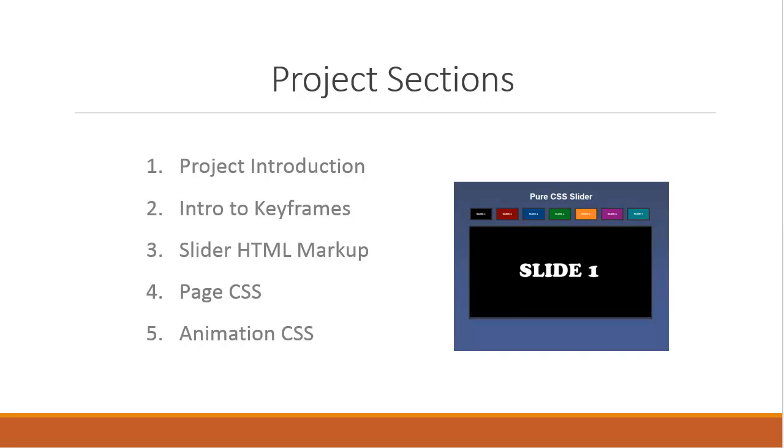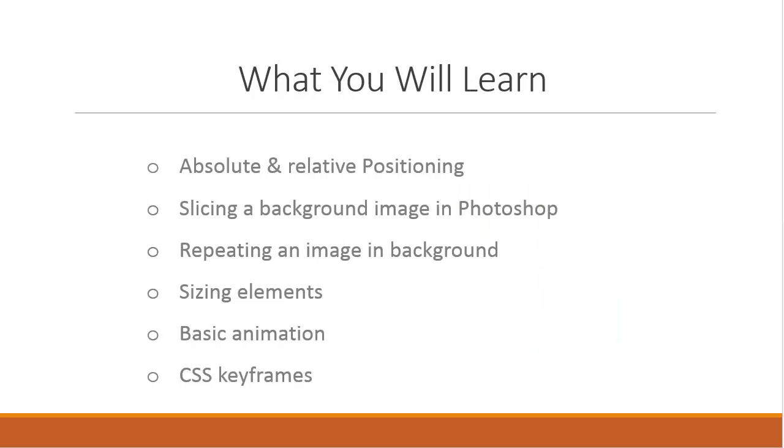So the sections, obviously we have the introduction, which is this video. You can see a little thumbnail here of what it's going to look like. I just created some different color images with text. The next section, we're going to do an introduction to keyframes. In section 3, we'll do the HTML markup. Section 4, we'll do the page CSS, so basically just the page styling. And then in section 5, we'll do the keyframes, we'll do the animation.